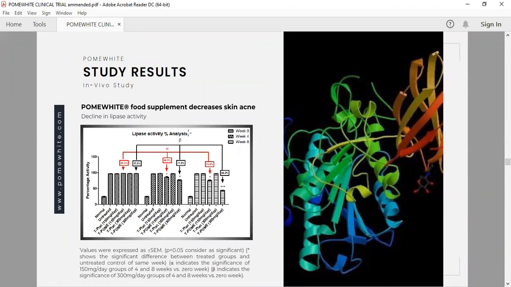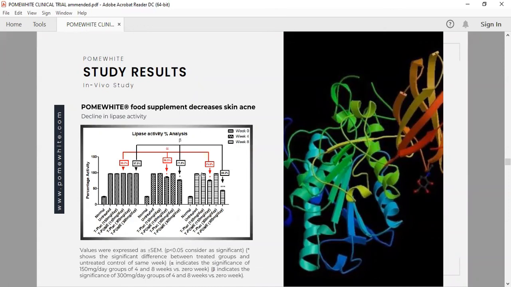Now, after the Pomewhite treatment, if we see the lipase activity, its percentage analysis, we can see that in normal persons, a very small amount of lipase is present in their serum, while in acne persons, this level is very high. After the treatment with Pomewhite, it starts decreasing with the passage of time.